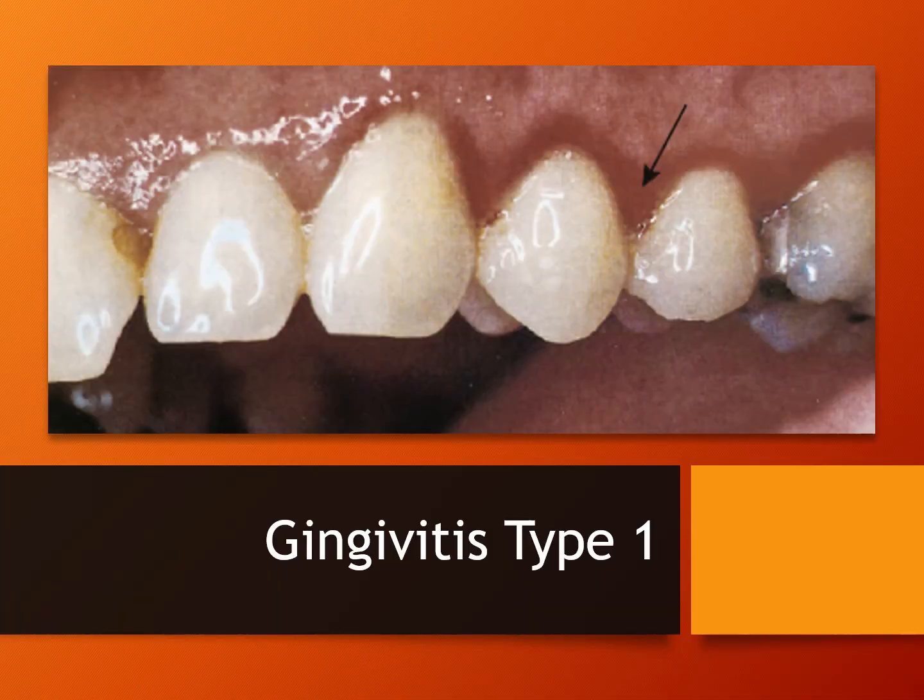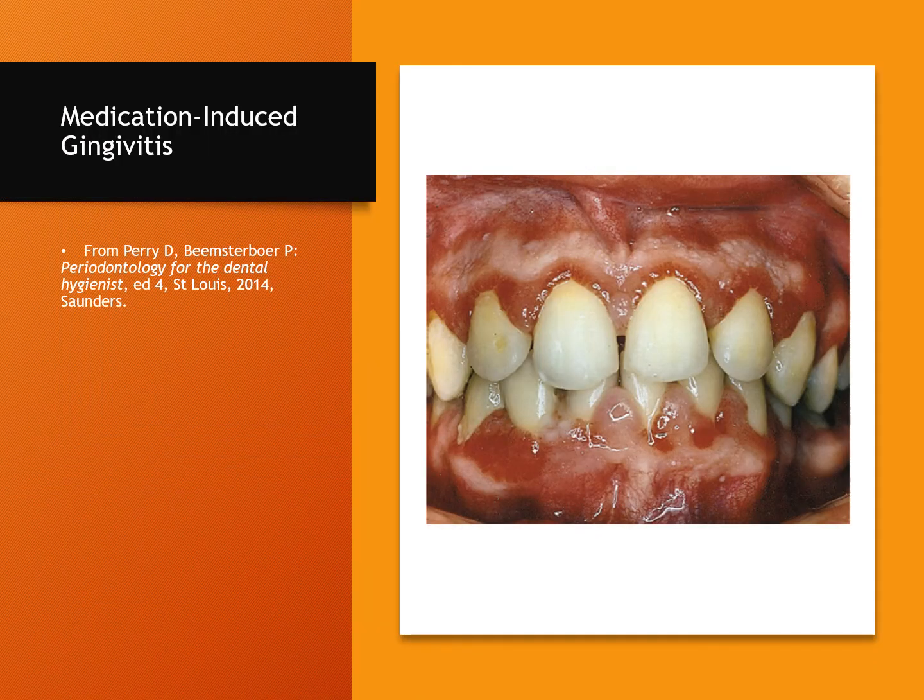This picture shows gingivitis type 1. Gingivitis is limited to the epithelial and gingival connective tissues. So you can see here is the type 1. This picture shows medication-induced gingivitis. Anti-seizure drugs and hormones such as estrogen and progesterone can cause gingival enlargement. So you can see how here, see how the gingiva are inflamed and swollen.